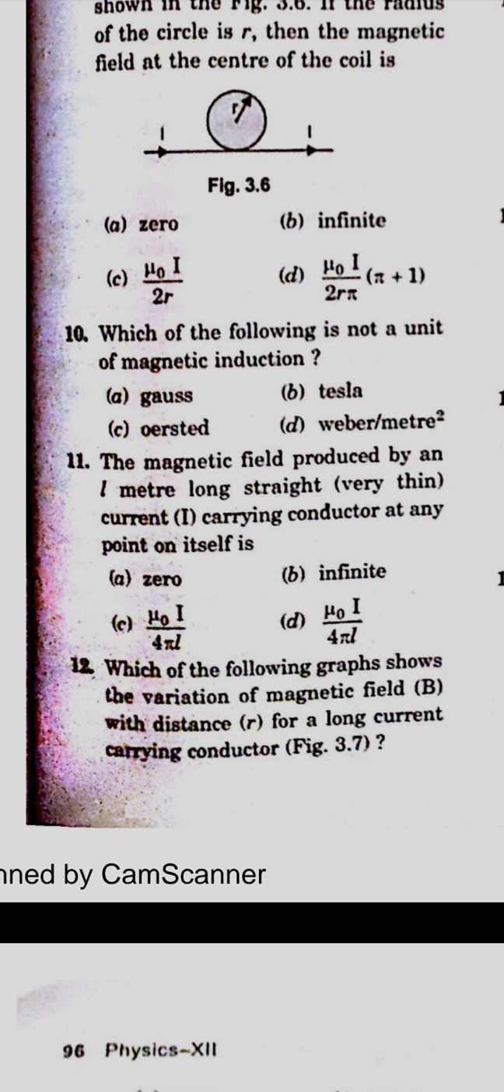And next one: the magnetic field produced by an L meter long straight wire carrying current at any point on itself. Since it depends on the long straight wire, the field at any point on the current carrying conductor itself will be infinite, right? Because it will be infinite at any point.